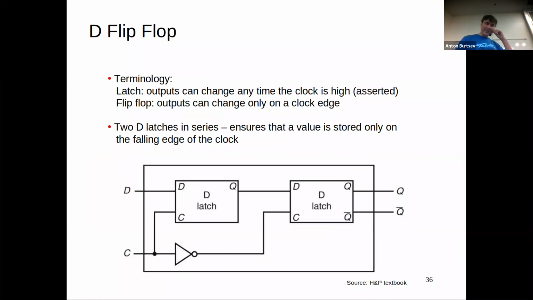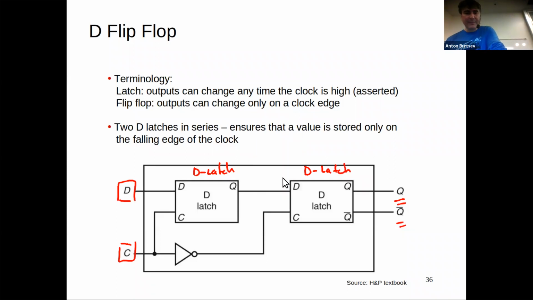So if you connect these two D latches, again, we have a data signal, we have a clock, and this is a D latch connected to another D latch, right? And we have again Q and not Q, which we don't care about much. And this is an inverter which inverts the clock signal. Let's see how it works.